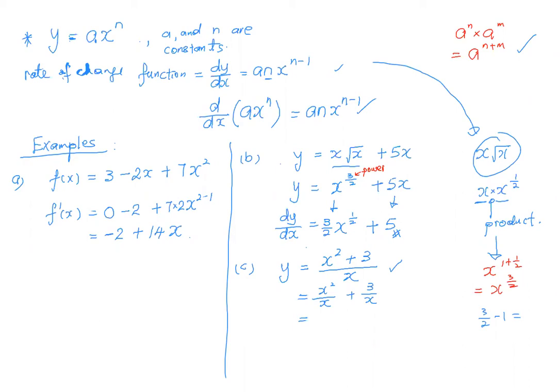Can you repeat? X squared divided by x, what do you have? You can get x. Yeah, you get x. Everyone, class, you know, you are using a to the power n divided by a to the power m equal to a to the power n minus m. Okay, then 3 over x.